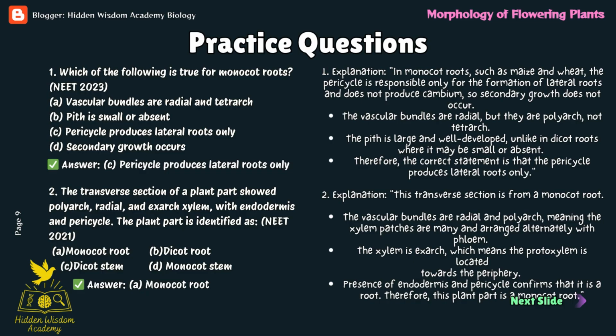Explanation. This transverse section shows a monocot root. The vascular bundles are radial and polyarch, with many xylem patches arranged alternately with phloem. The xylem is exarch, meaning the protoxylem is towards the outside. The presence of endodermis and pericycle confirms it is a root. So, this is a monocot root. So, option A is the correct answer, that is monocot root.